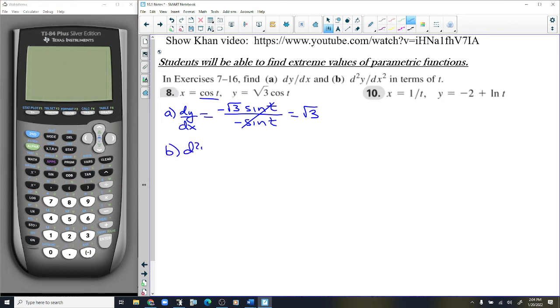B, the second derivative, is 0. That's the derivative of the first derivative over, and I know it doesn't matter what's over now because it's 0, but if we did a complete problem here, we'd have it over negative sine of t, dx again. And it ends up just being 0, though. Try number 10, if you will. It's got a little tricky algebra in it.